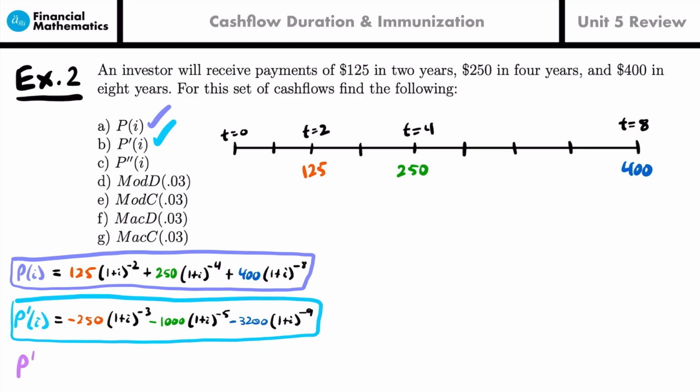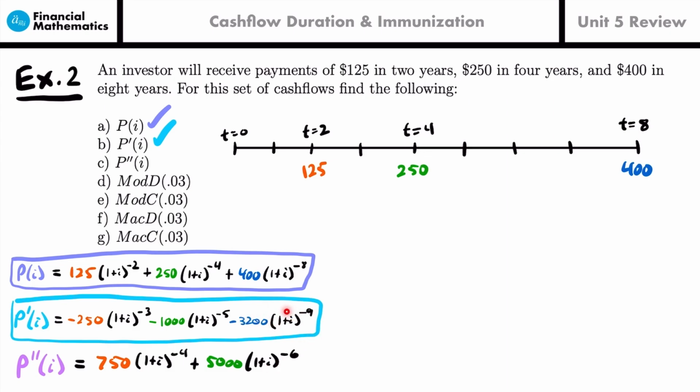So for our second derivative, P double prime of I, here's what we will have. We'll have negative 3 times negative 250. That will be positive 750. So we have 750 times 1 plus I to the power of negative 4, right? Negative 3 minus 1 is negative 4. And then we'll have plus this term. Negative 5 times negative 1000 is positive 5000. So we have plus 5000. And then we need to subtract 1 from that exponent. So negative 5 will become negative 6. So we have 1 plus I to the power of negative 6.